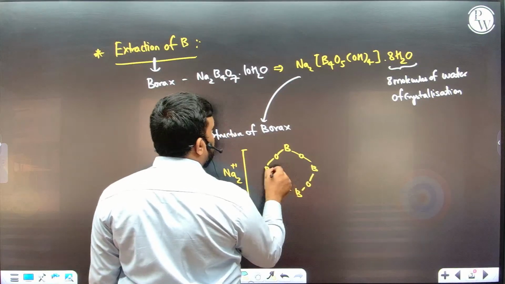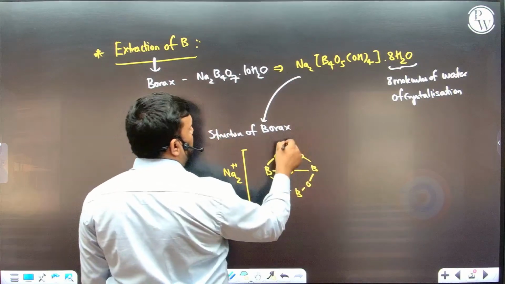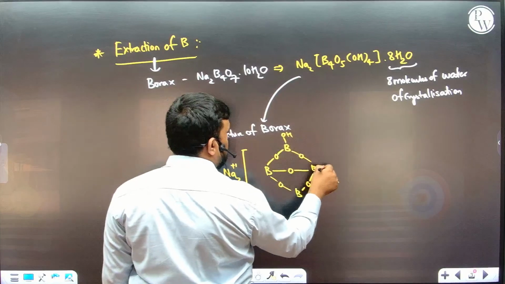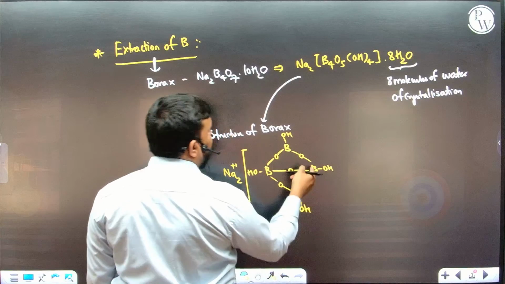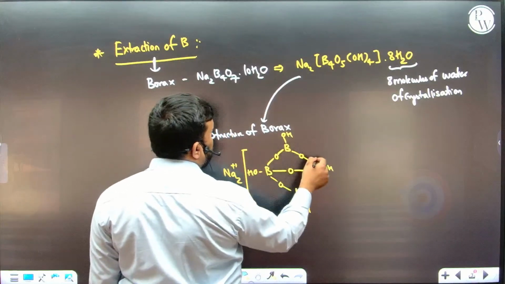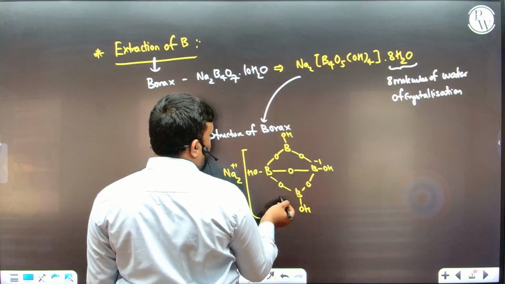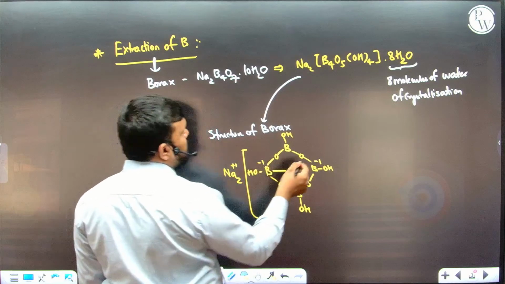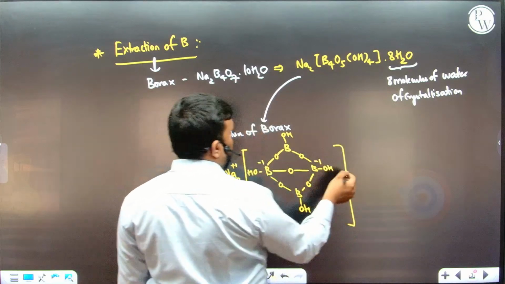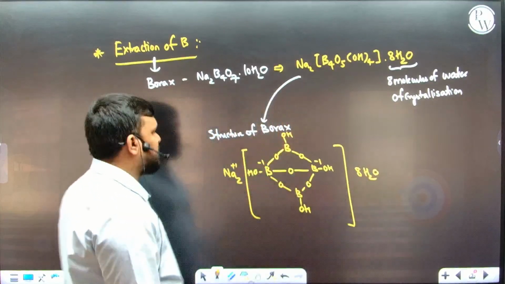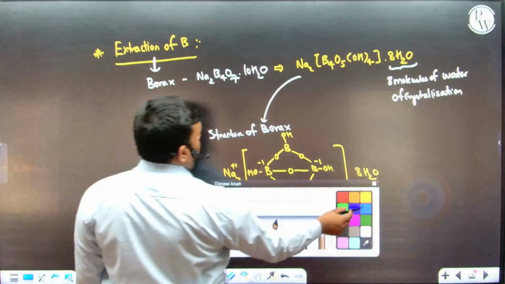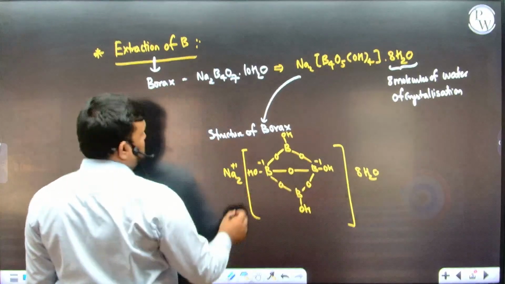As you can see, this is B4O5(OH)4 twice. The boron having 3 bonds will have no charge, but boron having 4 bonds will have a -1 charge, and 8H2O. So this is the structure of borax.